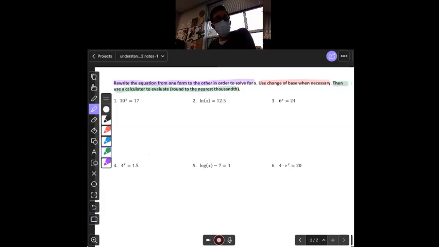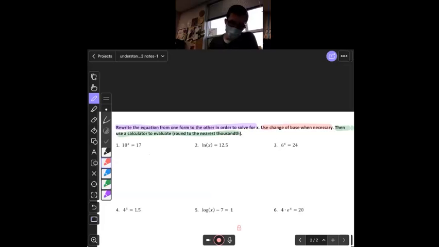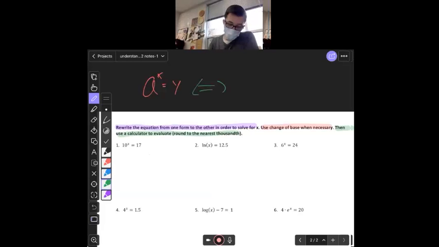That first step should always be rewriting the problem. I can't solve for x because x is in the exponent spot. So how do I get it out of there? And that involves getting it from one form of the equation to the other. So right now this is in exponential form, our a to the x equals y form. We need it to be in that logarithmic form, which is the log base a of y equals x.